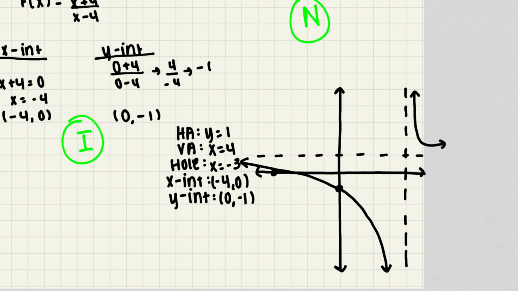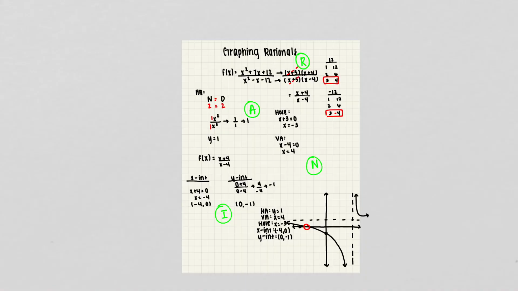The very last thing you are going to draw is that hole. So it says there's a hole at x equals negative 3. So all I'm going to do is come over to negative 3, and whatever curve is there, I'm going to draw a big open circle representing that hole. Now this was just one example of graphing rationals. I am going to do a second one to show another situation as well.